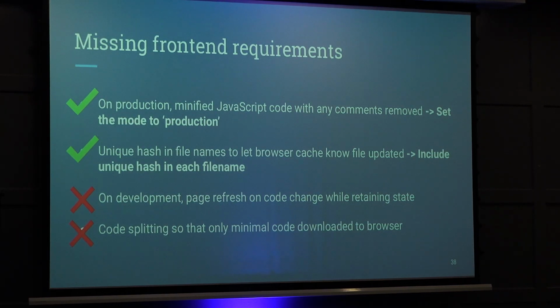Okay, so on our list of 4 ticks, we've gotten 2. As we set the mode to production, we've got minified JavaScript, and then we've included a unique hash in each file name. But we're still missing the last 2, which are that on our development, it's not being refreshed if you make a change, and the code splitting thing we haven't looked at yet at all either.